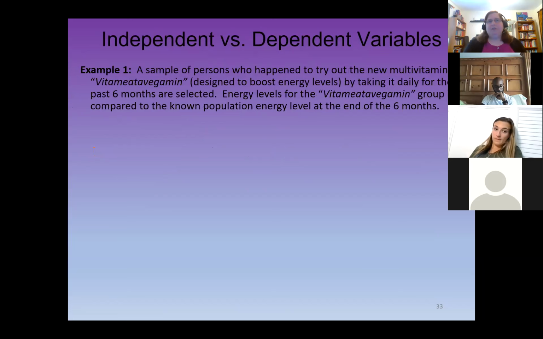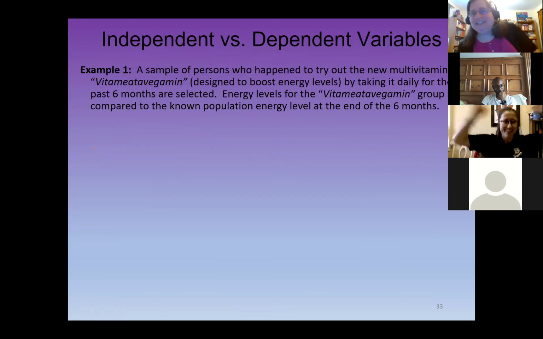So let's look at an example together. Now, most important part here is I want to know if you get the reference. I Love Lucy. Yeah, it is. It's I Love Lucy. Great. Yeah, that's absolutely right.